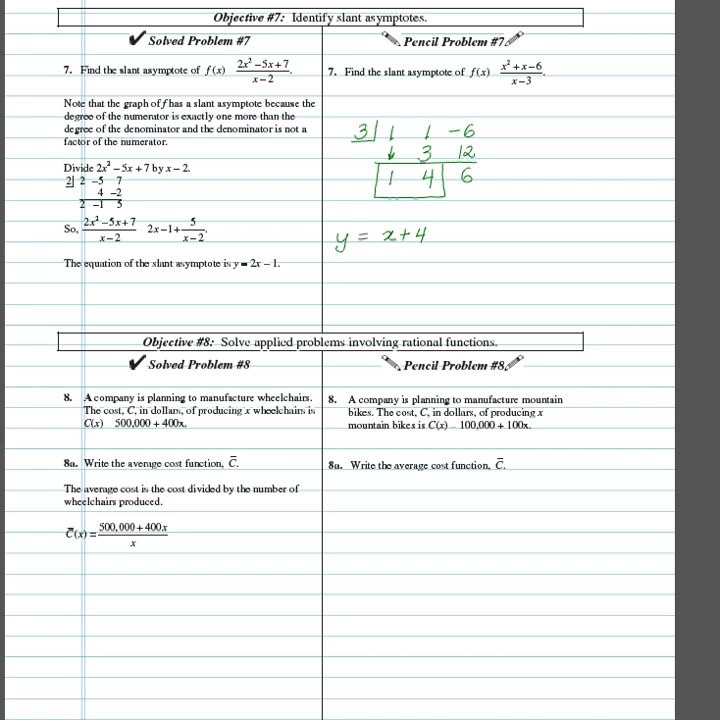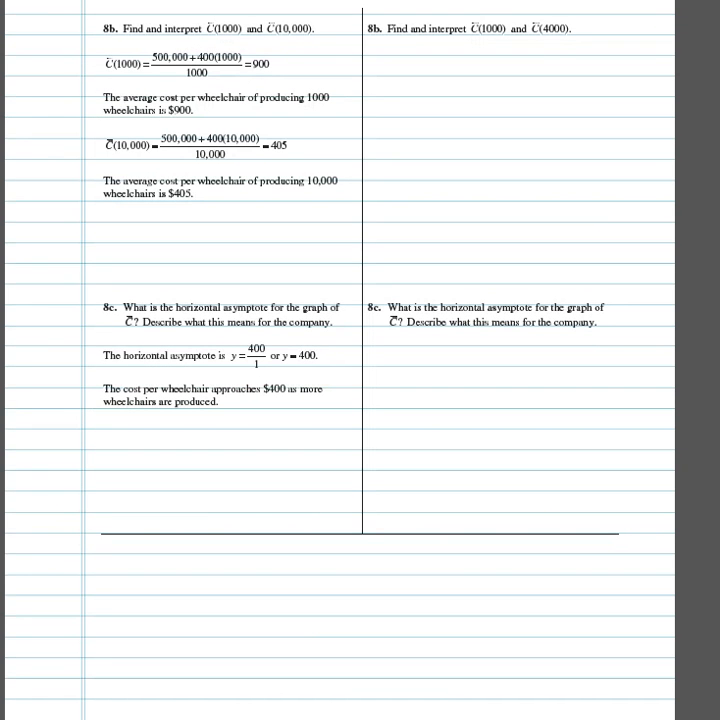The average cost is the cost divided by the number of bikes produced. So in this case, I would have C of x is equal to 100,000 plus 100x over x. Find and interpret C of 1,000 and C of 4,000.